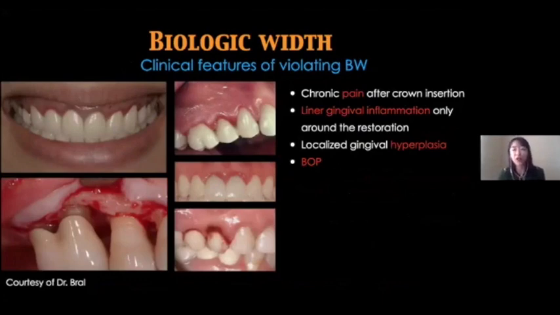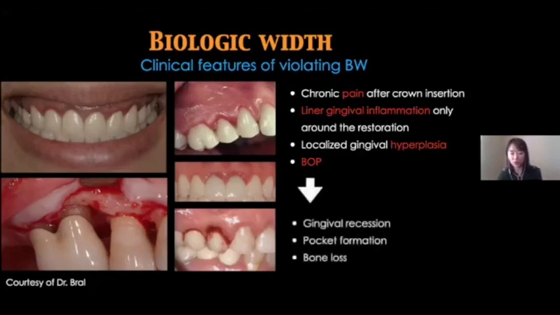And as you can see, usually patient will have a chief complaint about chronic pain. They will say, I always feel discomfort after the crown has been inserted. I don't know why, and everything looks normal. And sometimes you will see this linear gingival inflammation only around the restoration, such as in this picture. And also you will see some localized gingival hyperplasia, such as here, and of course, bleeding upon probing. And furthermore, if you don't treat these early symptoms or early signs in time, it will eventually cause gingival recession, pocket formation, and bone loss.